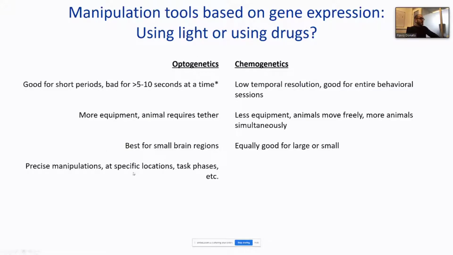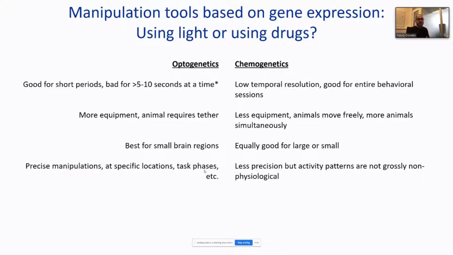Okay, so you can do a precise manipulation. For example, if you have a complex task, you can inhibit the activity of the neurons just at a specific moment of the task. Imagine that the animal has to learn to wait for a stimulus and then press the lever. You can inhibit the neurons specifically when the stimulus is delivered or when the animal needs to prepare to press the lever. So you can test the function of a specific population at a specific time point of a complex behavioral routine, while chemogenetics is less precise.